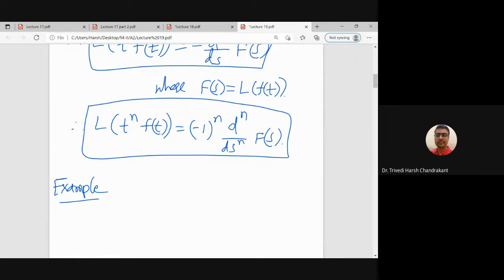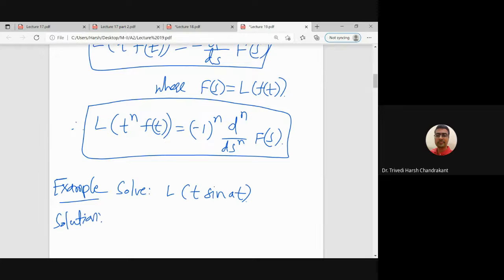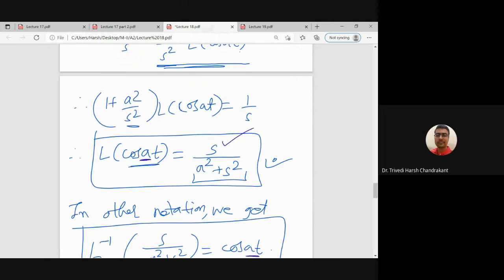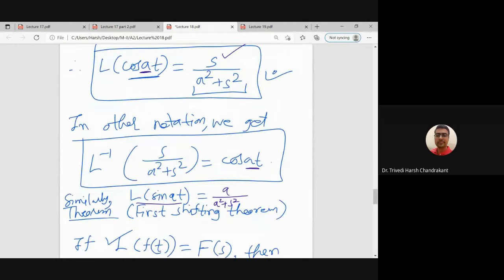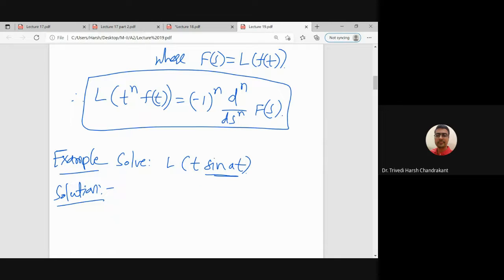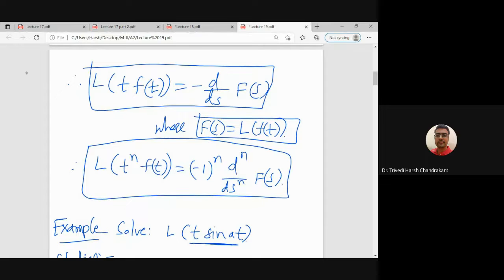So we want to find the Laplace transform of t times sin(at) function. In this example, we know the Laplace transform of the sin(at) function. We have not found it yet, but you can check easily because we have found the cos(at) formula. Similarly, the sin(at) formula we can derive, and the Laplace transform of sin(at) is a divided by s squared plus a squared. But we don't know the Laplace transform of t times sin(at). So this formula helps. If we know the Laplace transform of the f(t) function, we can find the Laplace transform of t times f(t).